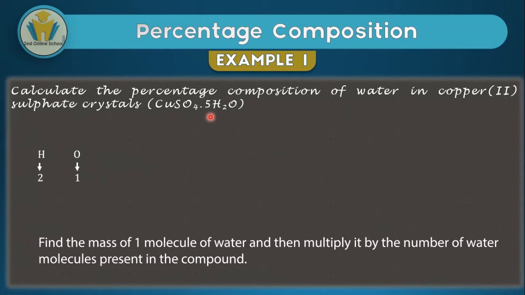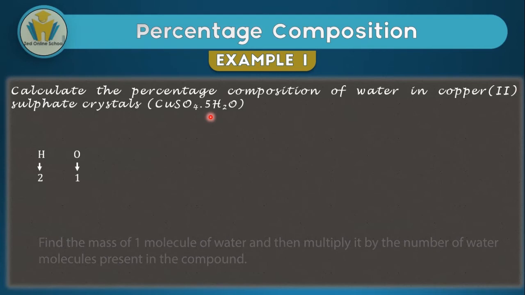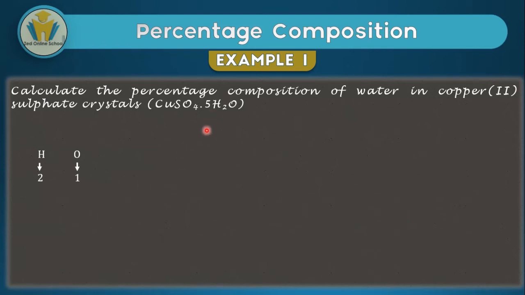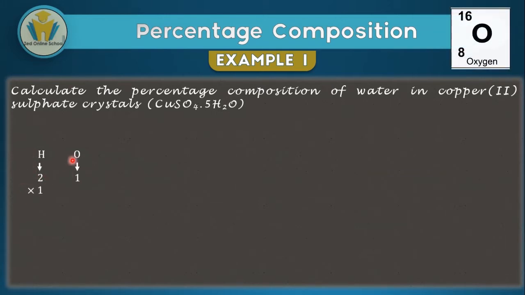But for now, we're just calculating the molecular mass for one molecule of water. Then we multiply by their respective relative atomic masses. Hydrogen is 1 and oxygen is 16. We find the sum of 2 and 16 and we have 18 grams per mole.